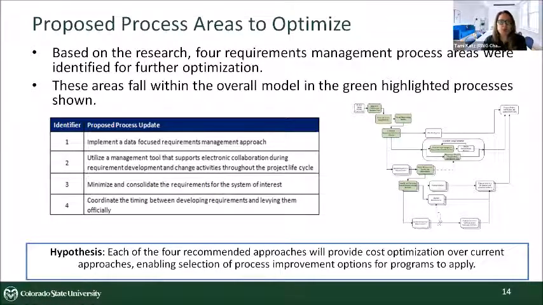Implement a data-focused requirements management approach. Use a management tool that supports electronic collaboration during the requirement development and change activities throughout a project lifecycle. Minimize and consolidate the requirements for the system of interest, and coordinate the timing between developing the requirements and levying them officially. Now, on number 3, it's interesting. You're like, minimize and consolidate. What does that mean? Well, ultimately, it means improve your requirement quantity and quality.